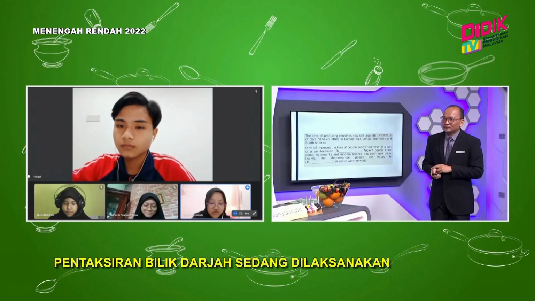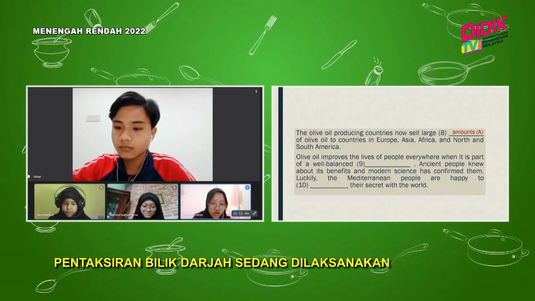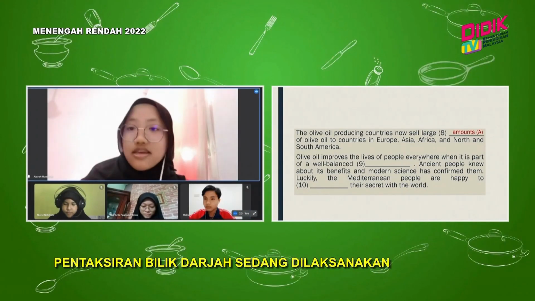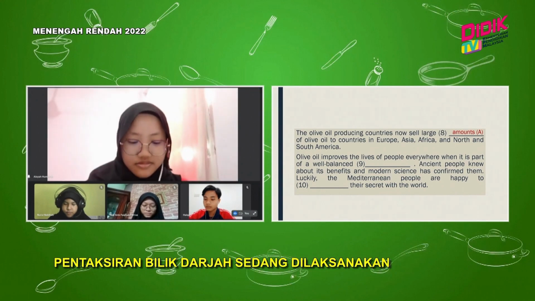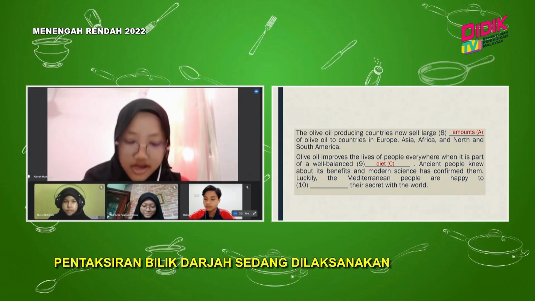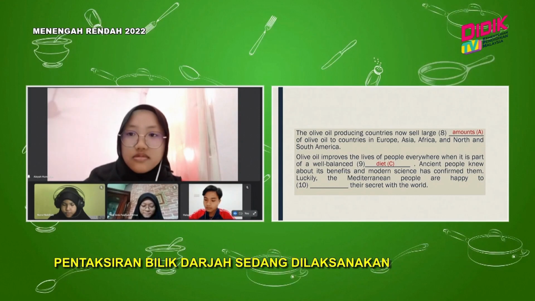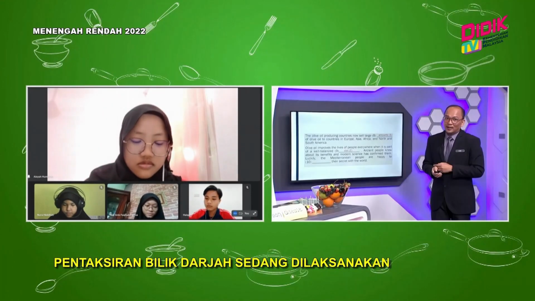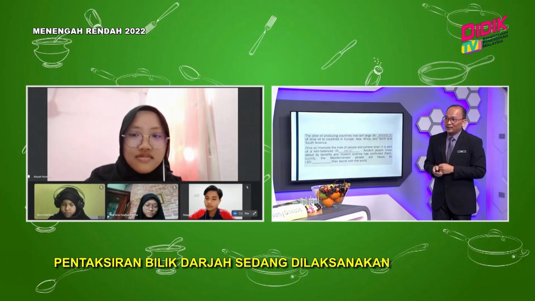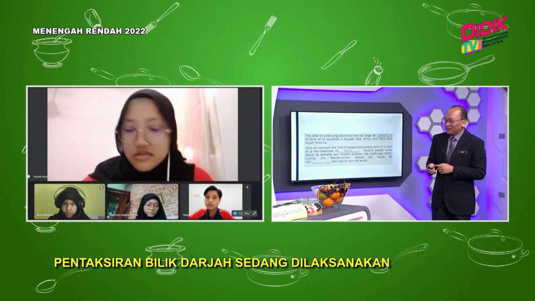Olive oil improves the lives of people everywhere when it is part of a well-balanced diet. The answer is C. Diet. Okay, so olive oil improves the life of people everywhere when it is part of a well-balanced diet. So this olive oil has become a very good source of improving their health quality, right? So it becomes part of their diet. And now let's go on to the last one.